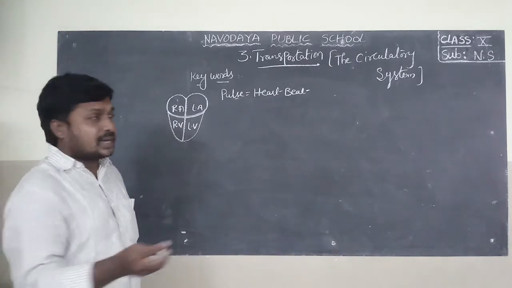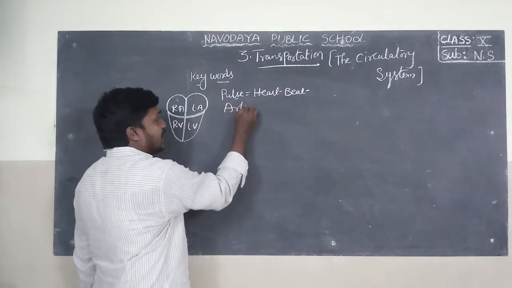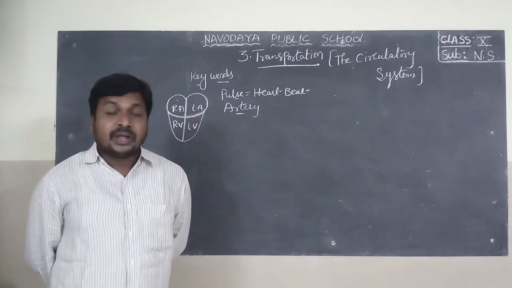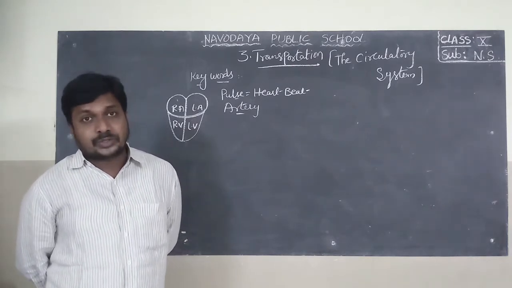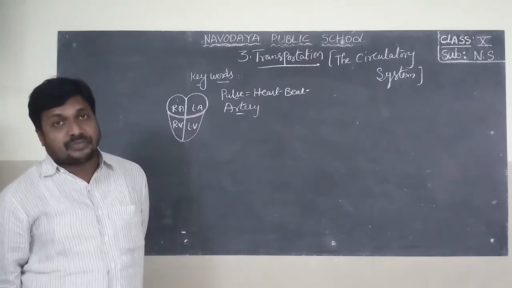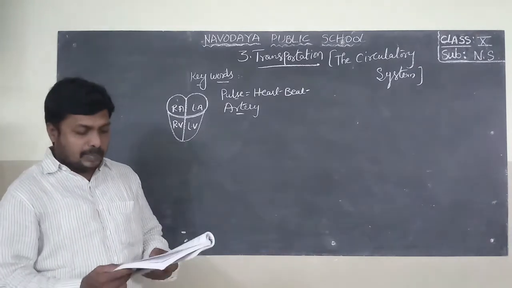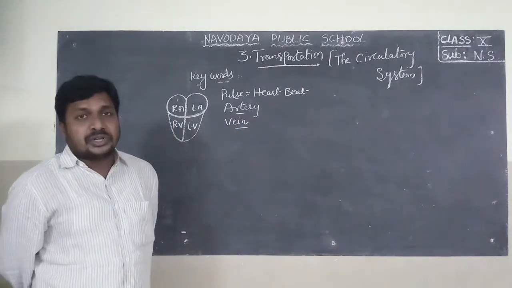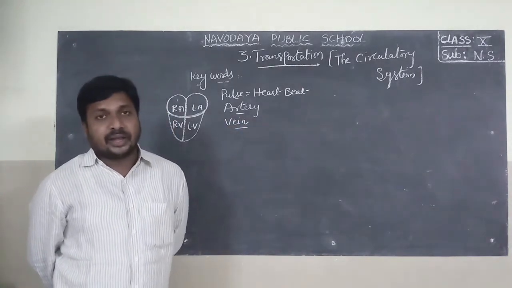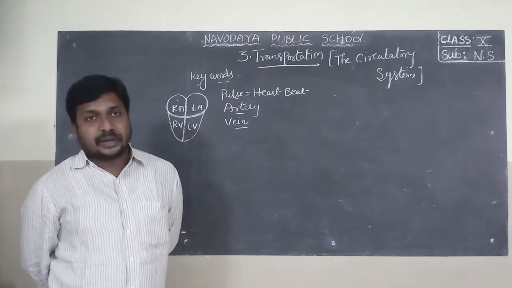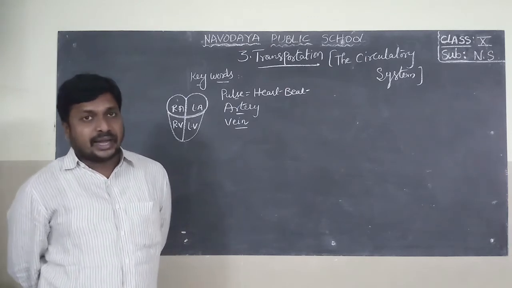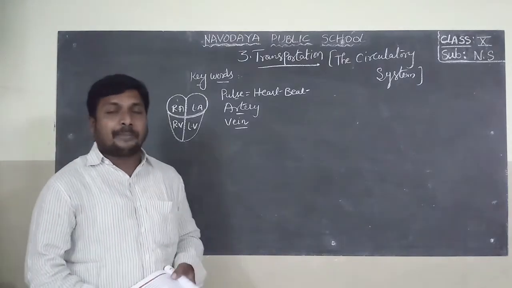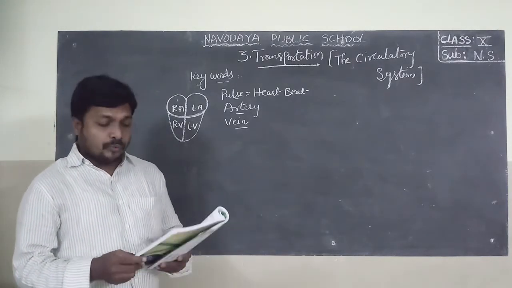Artery. Arteries are the blood vessels which carry oxygenated blood, except the pulmonary artery. Arteries have an elastic fibrous cord, which helps them bear the pressure of the blood. Veins. Veins are the blood vessels which carry deoxygenated blood, except the pulmonary vein. The pulmonary vein carries oxygenated blood instead of deoxygenated blood. Veins have a tough fibrous cord. Why? Because the blood pressure is low in veins.